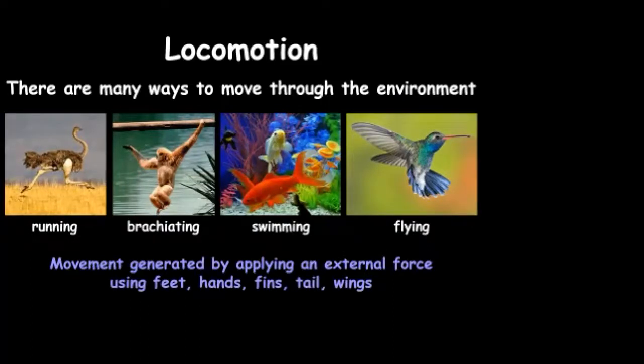Now, in the case of swimming, the environment is not air, but water. So fish have fins and a tail fin that they can use to generate forces against the water to create locomotion. And here's a little hummingbird. He's again moving through air as the environment and flapping his wings to generate forces against the air.